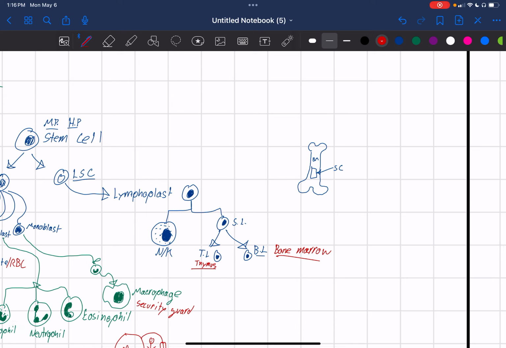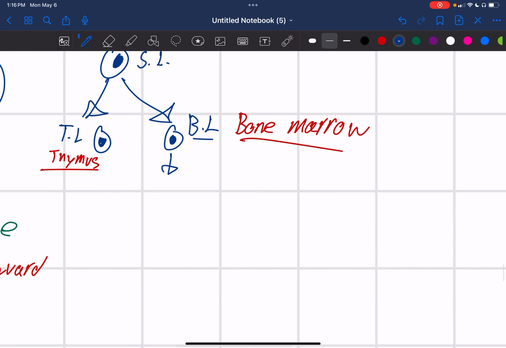So another thing is that the B lymphocytes can also turn into plasma cells, right? This plasma cell is also extremely important.